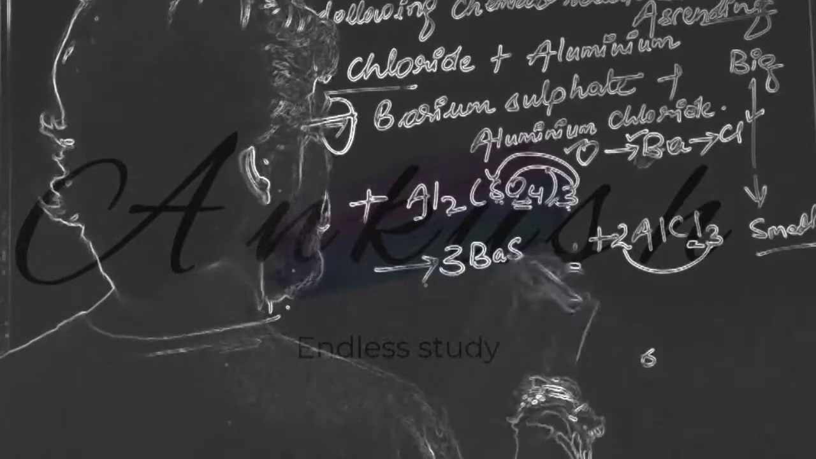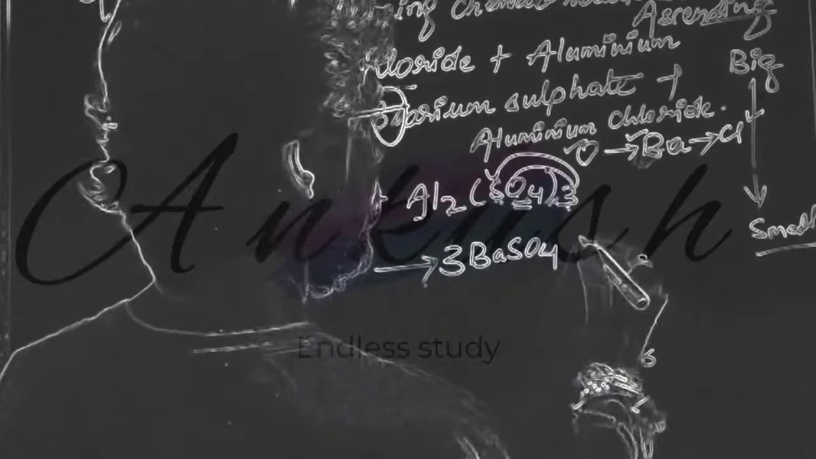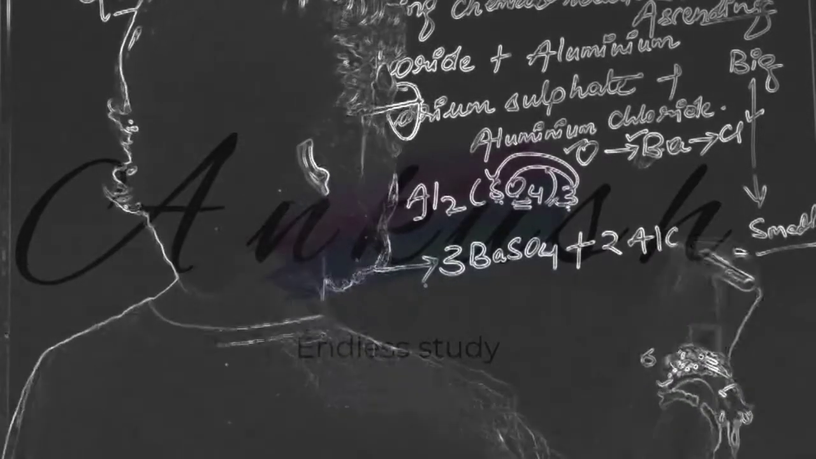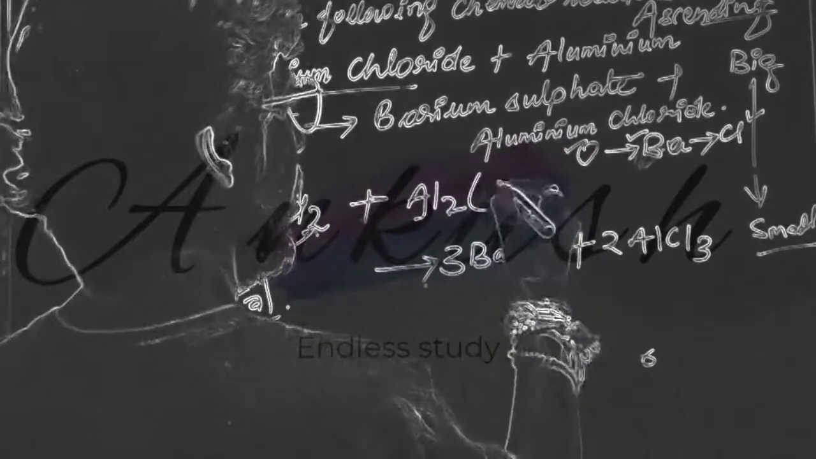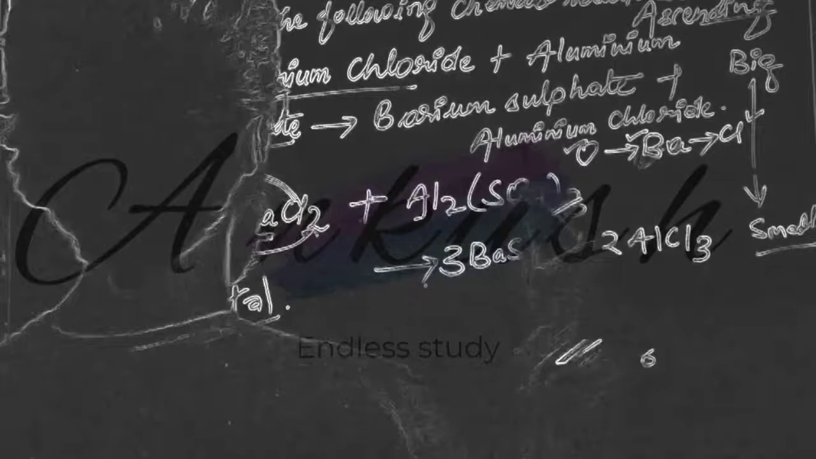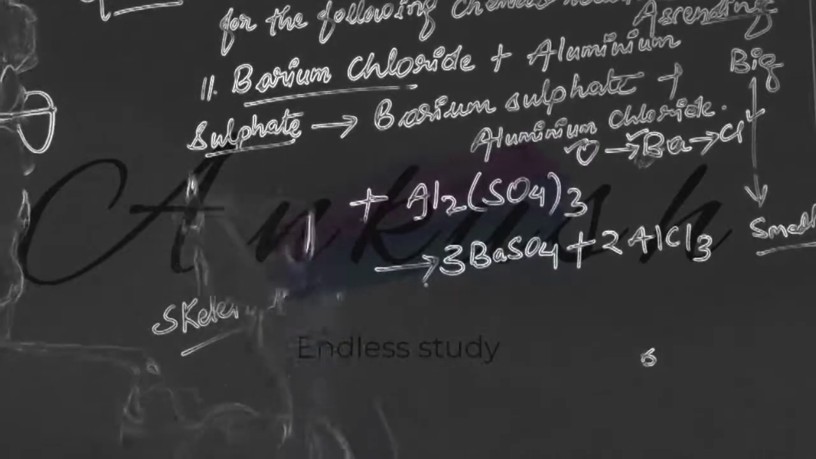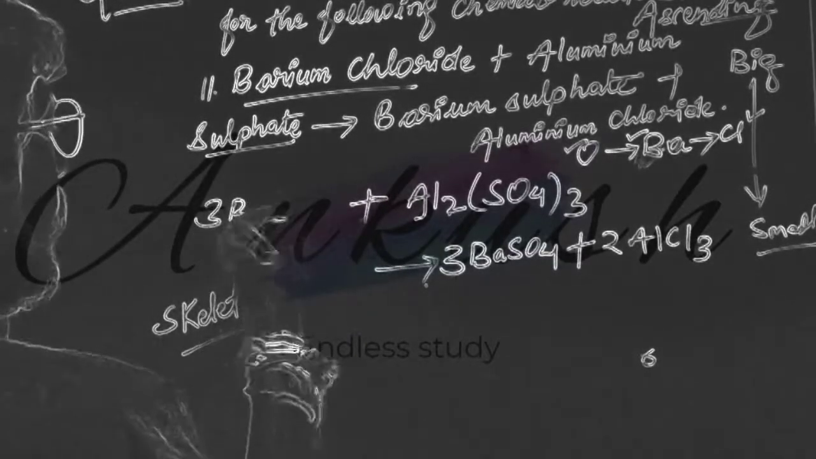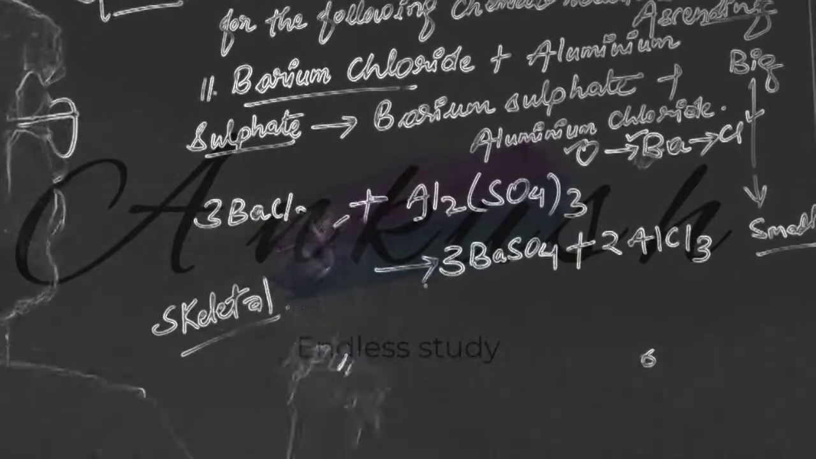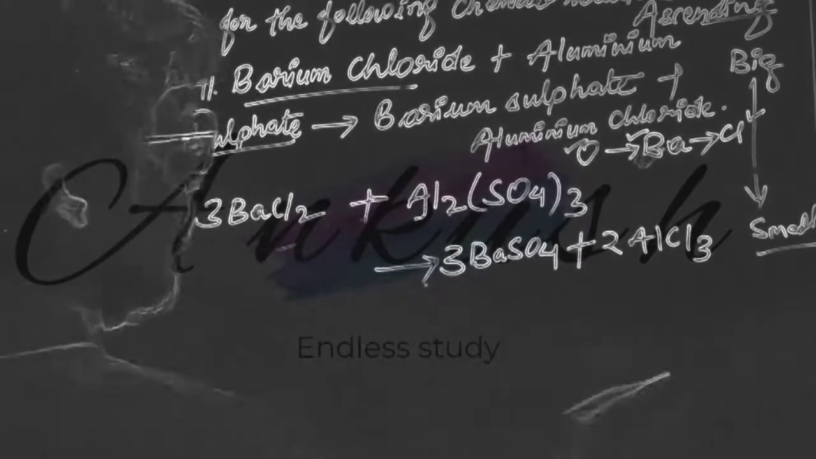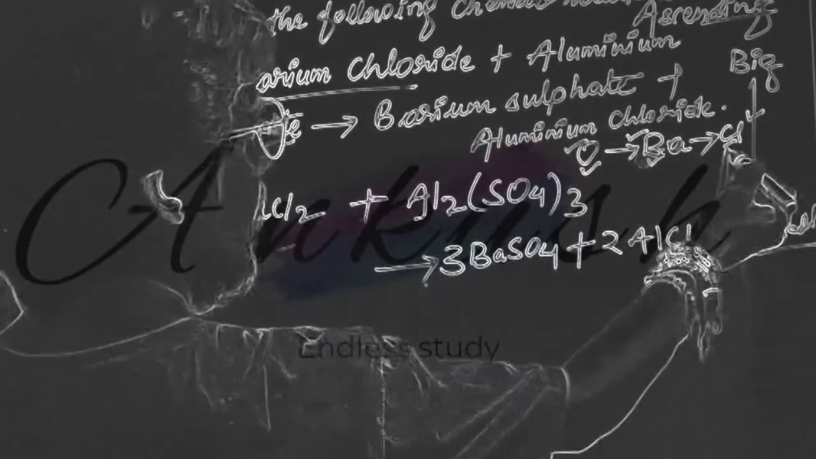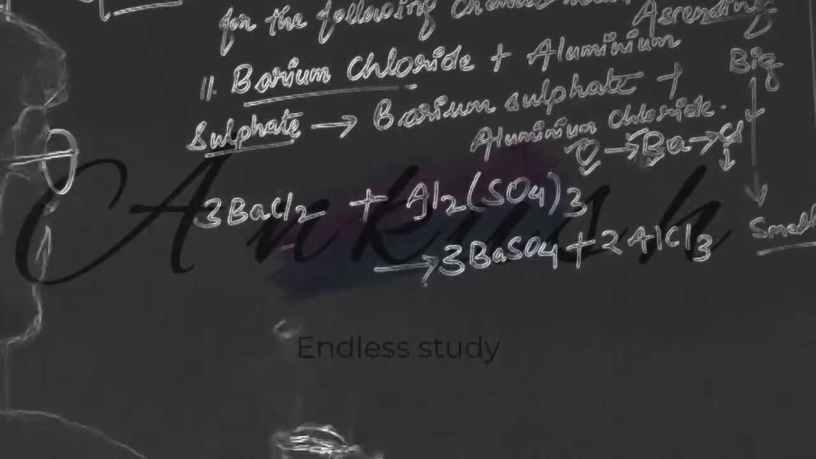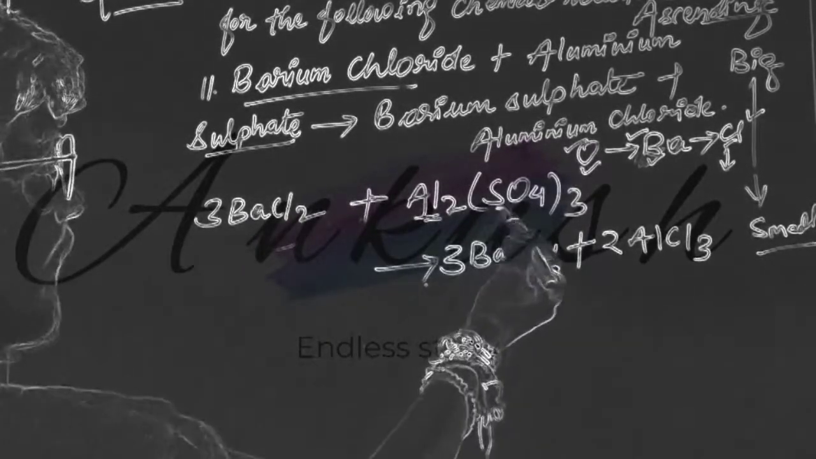3BaSO4 plus 2AlCl3. Here SO4 whole thrice, and this is your 3BaCl2. Correct? Okay, now oxygen complete, barium complete and chlorine complete. After chlorine we will look for what? Aluminium is left, sulfur is left.